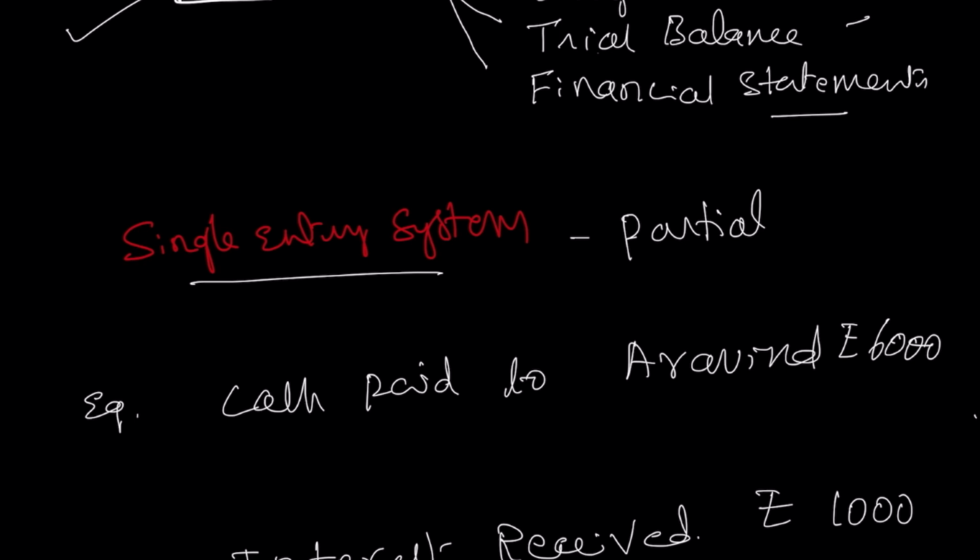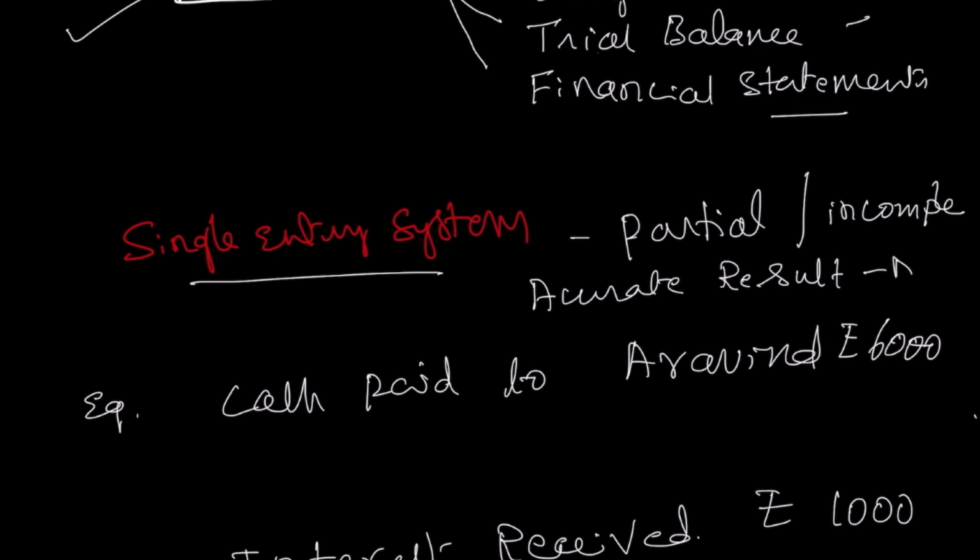But in the single entry system, we make a record of any one part, maybe the debit or the credit. One account from each transaction will be considered. Sometimes for some transactions both may be considered, but not for all transactions. So it is an incomplete record, where you are not going to get an accurate result. So you cannot get the exact profit or loss of the business.